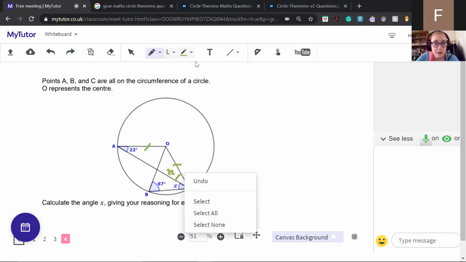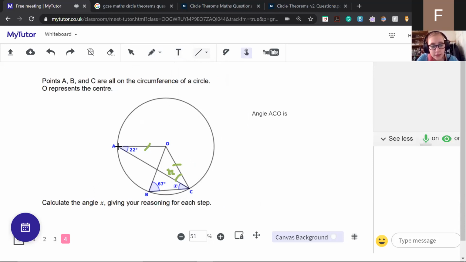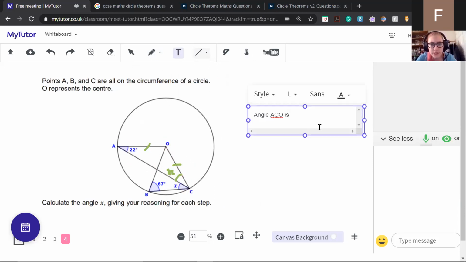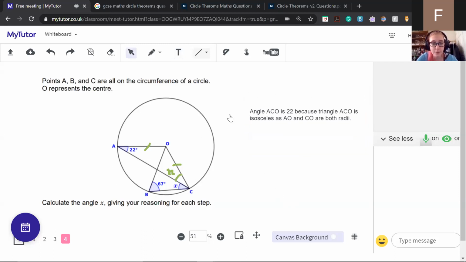So that's the first bit of our explanation that we're going to write, is that angle ACO. The way that I label the angles, by the way, is how you draw it. So A to C to O makes that angle. So that's what we say. Angle ACO is 22 because triangle ACO is isosceles as two of the sides, or in fact, we can be more specific, as AO and CO are both radii. So that's saying why that's 22.